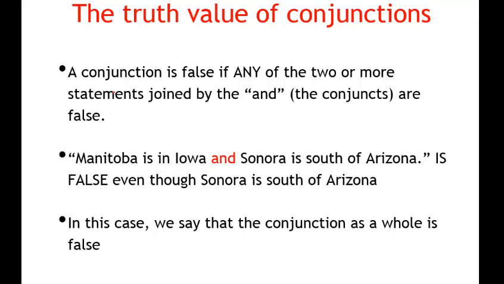All right, so a conjunction, we'll say, is false if any of the 2 or more statements joined by the "and" are false. So if any of the conjuncts are false, then the whole thing is false. So "Manitoba is in Iowa and Sonora is south of Arizona" is false, even though Sonora does happen to be to the south of Arizona. So in this case, the conjunction as a whole is false. We'll have lots more to say about this, but I think the video's run a little long, so I'll pause here.